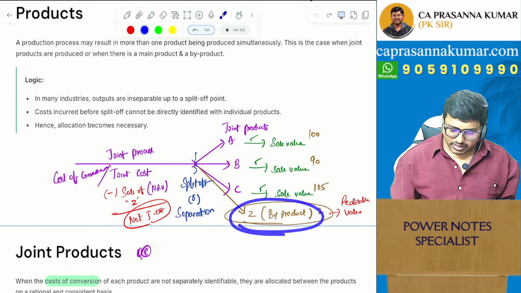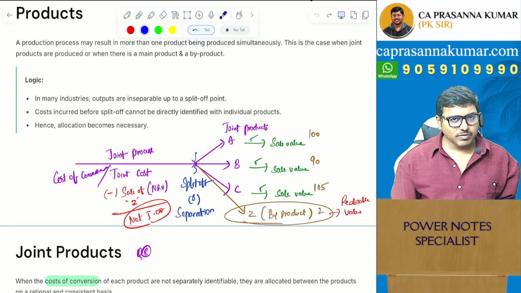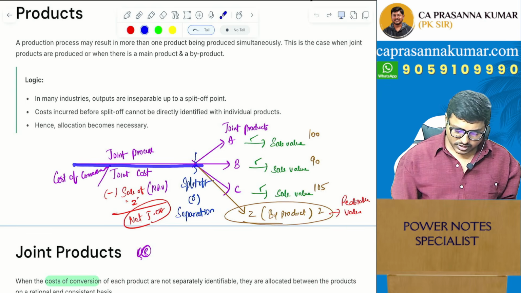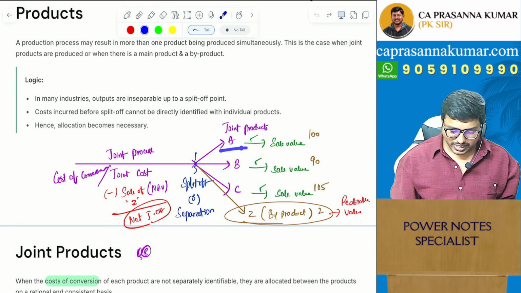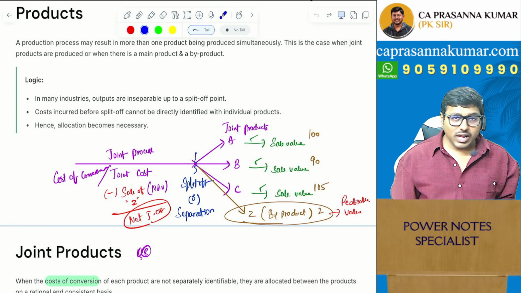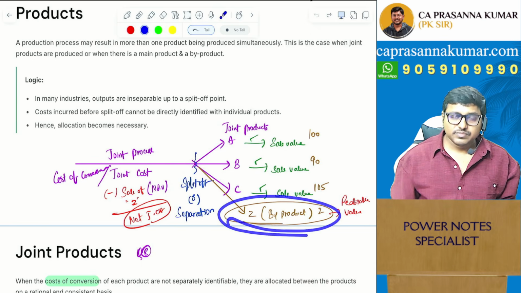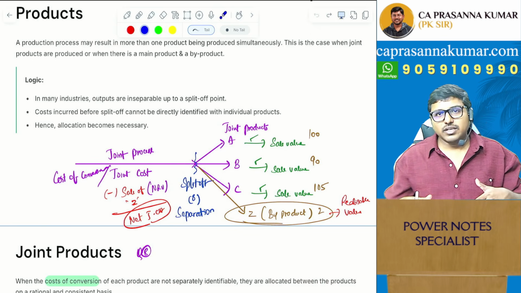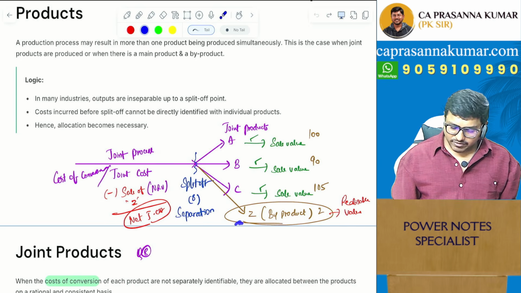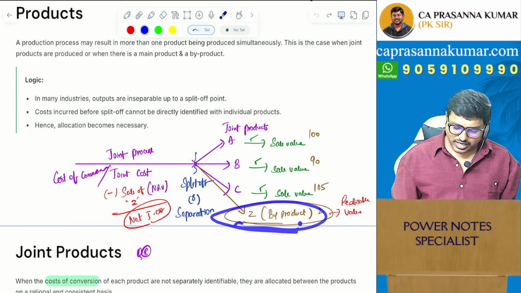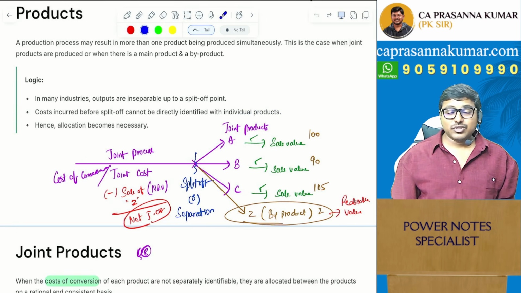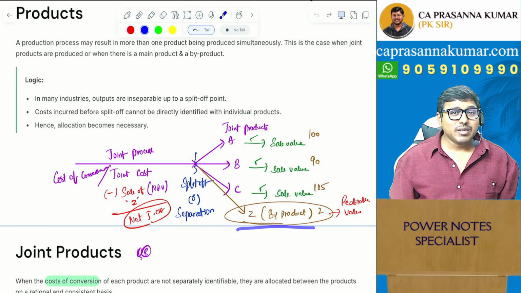What if there is a byproduct? So what is a byproduct basically? I incur all this cost with an intention in my mind to get A, B, and C. I don't have any intention to get Z. But all of a sudden, incidentally, Z also comes into the picture. And if you look at the value of Z, it is relatively much lower when compared to the value of the joint products. That is the proof that Z is a byproduct.